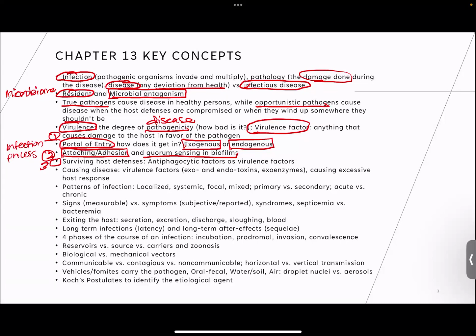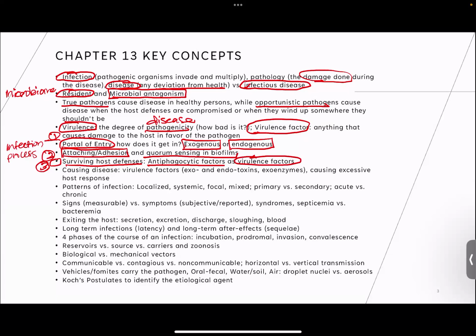All right, so next is surviving the host defenses. That would be number 3. We already know that the number 1 defense that our body has against any pathogen is going to be phagocytosis, our white blood cells in general eating up bad guys. So in order to survive that, you have to have some sort of anti-phagocytic factor. And all of these will be virulence factors.